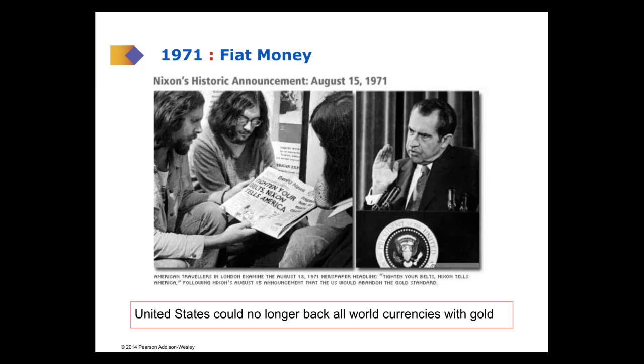Currencies were allowed to float freely and use the market to determine the relative values between currencies and the prices and exchange rates between currencies. But not only do we not back the world's currencies with gold, we stopped backing the United States currency with gold. So now the dollar is a government fiat currency. There's nothing backing it up other than the good faith and credit of the United States.